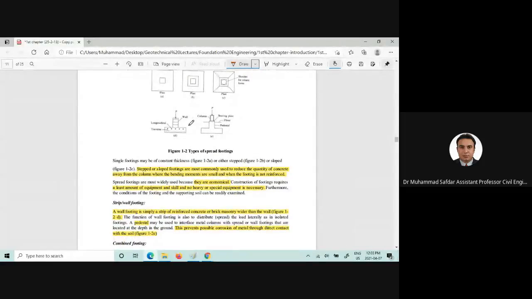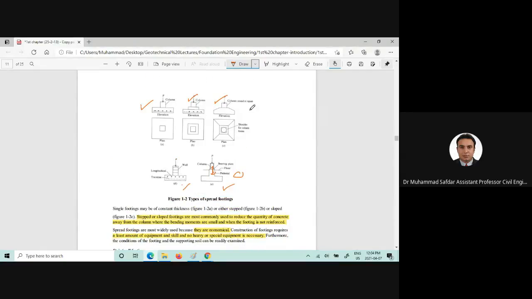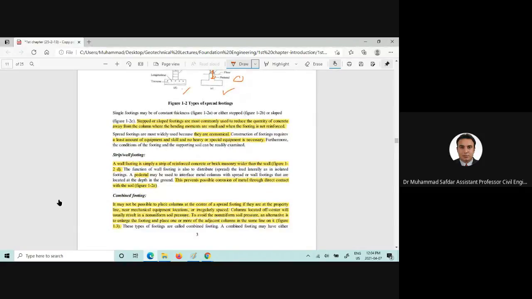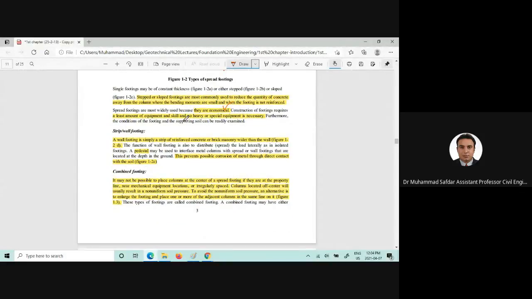There are other different types of spread footing here in D, where the pedestal is applied just to have that load transferred in a steel column, and in order to avoid the corrosion at this intersection. And the slope is just to reduce the cost. They are economical, as it's mentioned here, so usually people prefer to construct these single or spread footings.